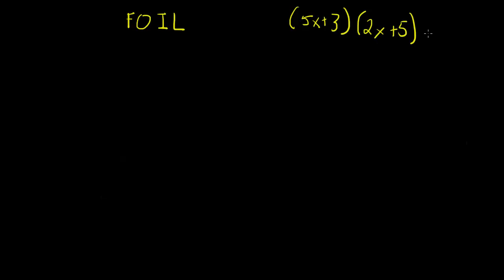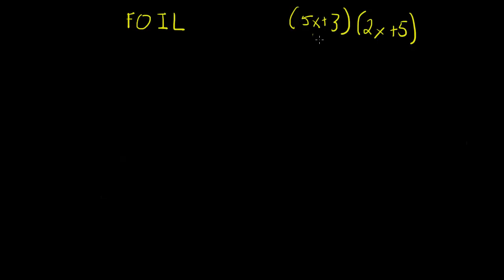Hello everyone. So last episode we talked about multiplying binomials using the FOIL method. F-O-I-L, meaning you multiply the first terms, then the outer terms, then the inner terms, and then the last terms. So the example that we started out with was 5x plus 3 as our first binomial, multiplied by 2x plus 5 as our second binomial.